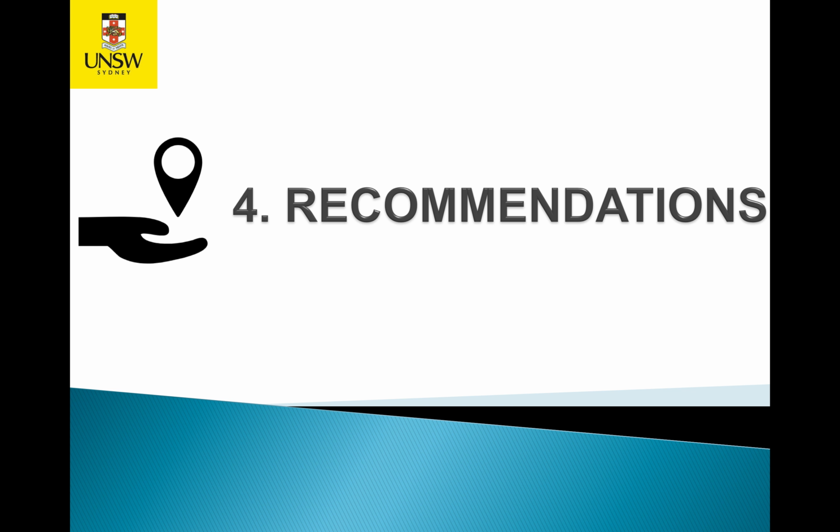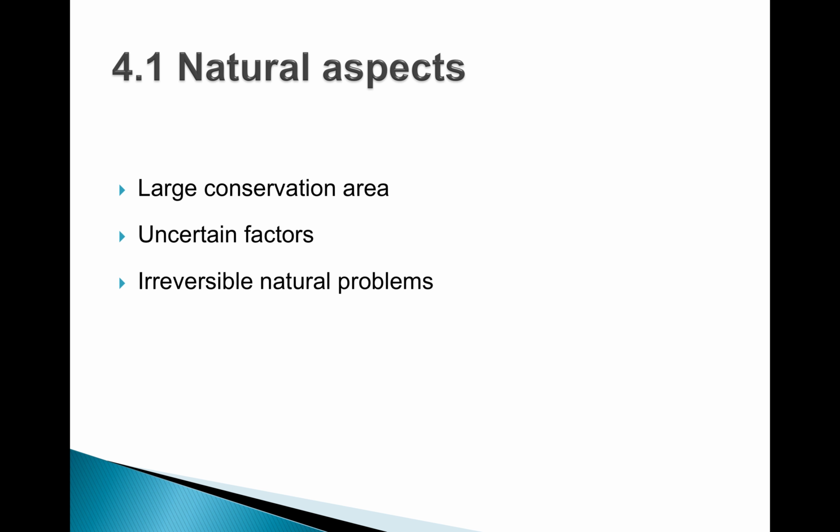Although nowadays Australia has some management measures, it still can't achieve the balance between ecosystem and urban development. There are two main problems from various dimensions, which focus on nature and human. First, I will focus on nature. I will list 3 points. The first is that the area of protection is too large. Second, nature has some uncertain factors. The last one is some natural problems which are irreversible.